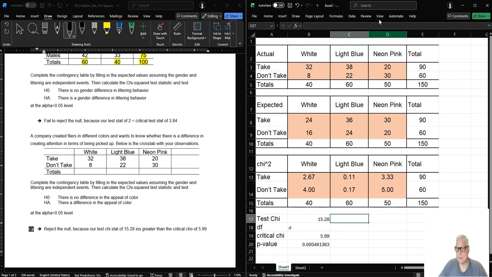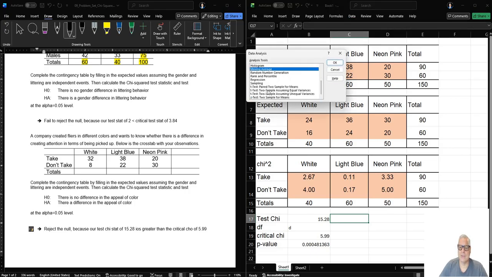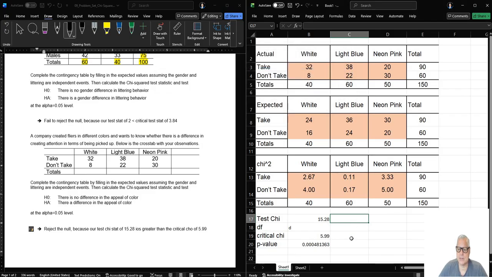So Excel doesn't have, normally whenever we work with a hypothesis test, we went to data analysis, and we did our hypothesis tests there. When you browse through those options under the analysis tool, there's nothing really for a chi-square test. And the reason is that it's just a formula that you can use in any cell. And the formula is chi-squared dot test.